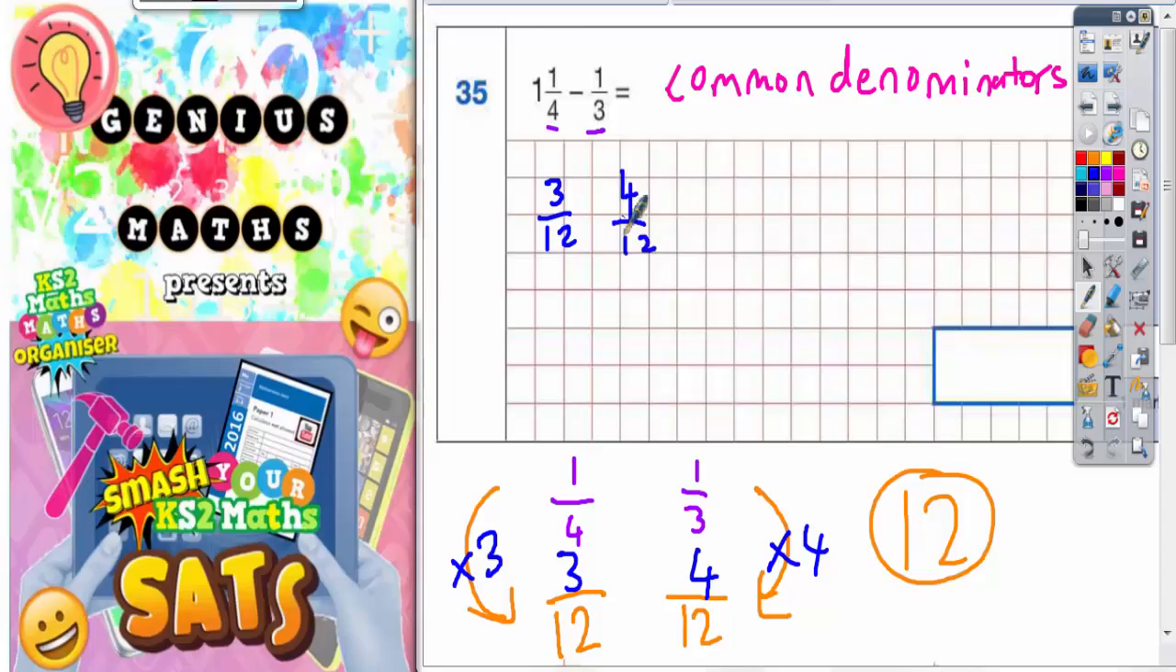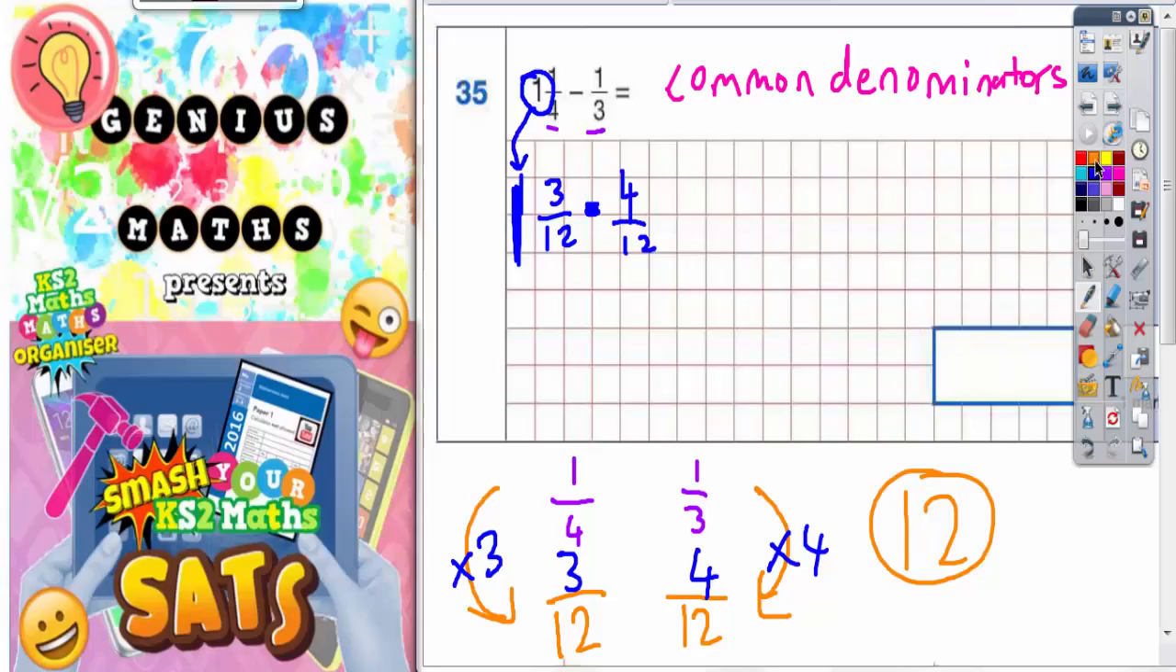Let's go back to the question. So we've got 3/12 take away 4/12. Now we can't actually do this because 3/12 is smaller than 4/12, so we can't take 4/12 off it. But remember, it wasn't just 1 1/4. It wasn't just a quarter, it was 1 whole 1 1/4. So we can't forget about this whole one here, so we need to drop this whole one down. So instead of just 3/12, it's actually 1 whole 1 and 3/12.